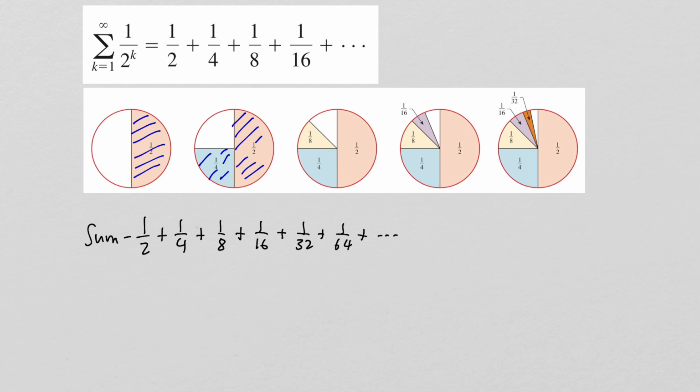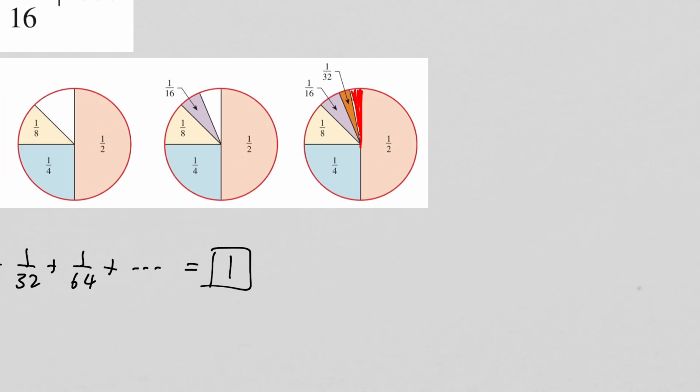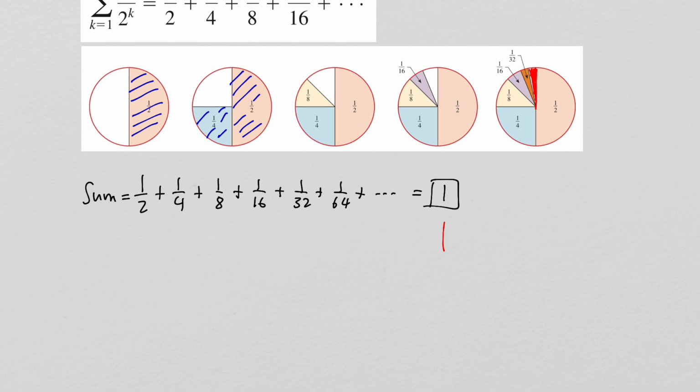Well, if you were to do this forever, it should be pretty clear that the sum is going to be 1. Because eventually, you're going to eat half of what remains, and you're going to get so close to eating the whole pie that the sum is, for all intents and purposes, going to be equal to 1, because it's so close to eating the whole pie that you might as well just call it 1.